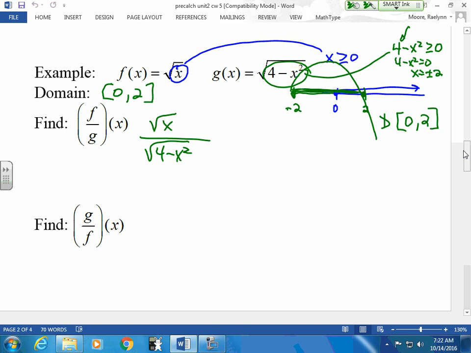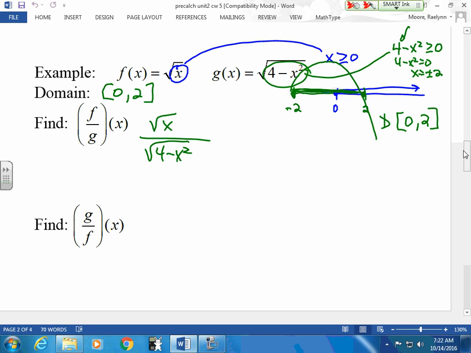So we look in our denominator, because in a fraction we have a problem with the denominator. And the denominator cannot be 0. So do we have to alter our domain at all? If I put a 0 in here, this will say 4 minus 0, square root of 4. That works. If I put a 2 in here, it says 4 minus 4 is 0. Can I have a 0 in my denominator? So I have to change my domain.